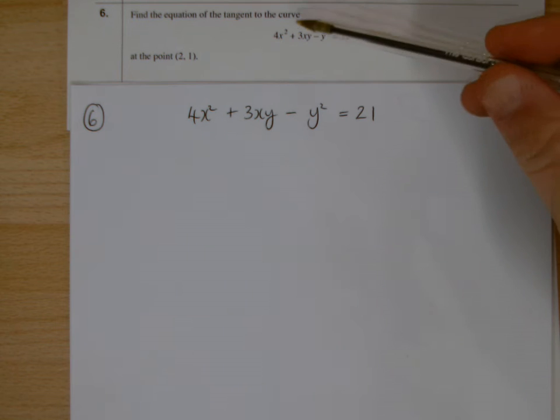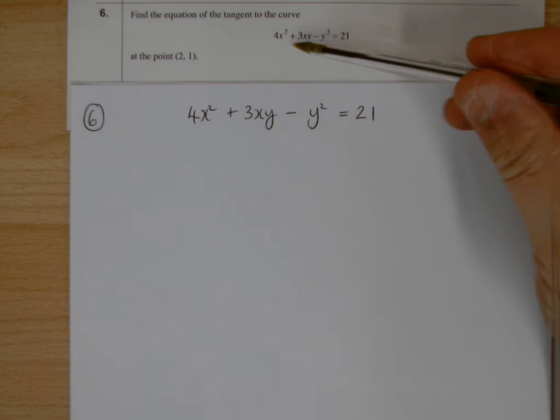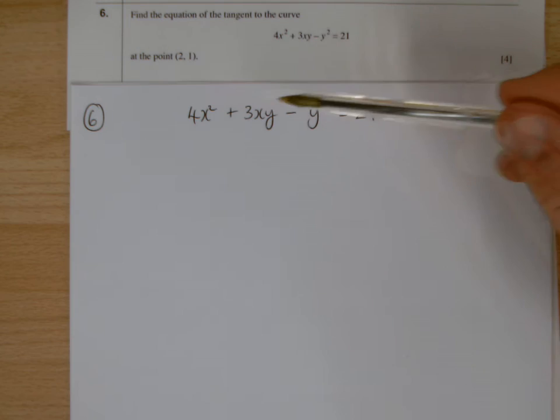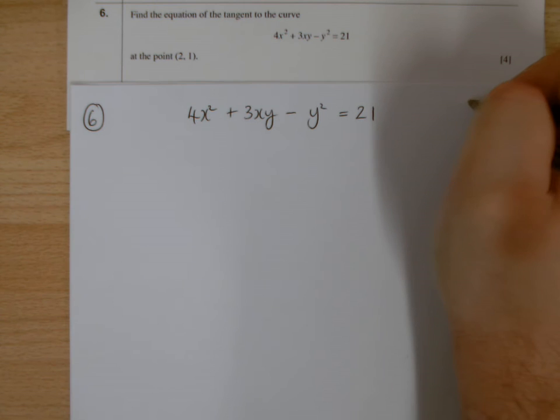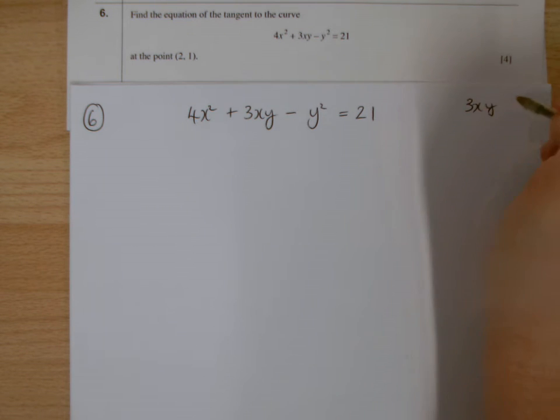So in this one, we've got to find the equation of the tangent to the curve that we have here, at the point 2, 1. So remember, when it comes to finding the equation of tangents or normals, you still first have to find out the gradient function. You have to find out dy dx. So we've got to go through the same process of finding dy dx.